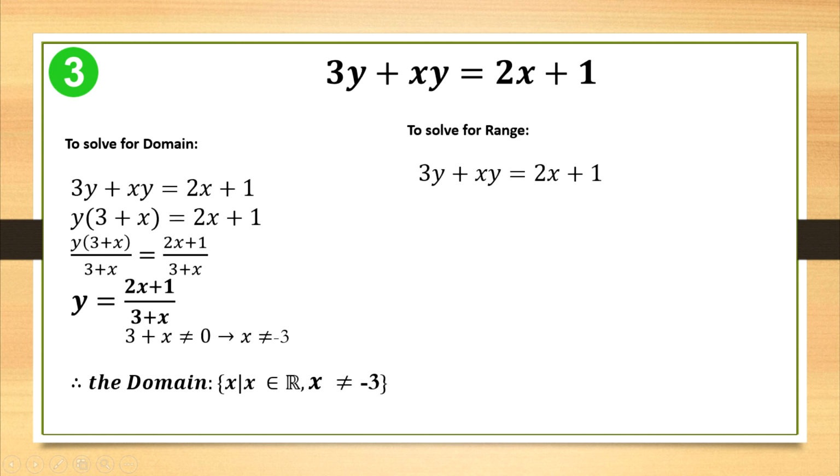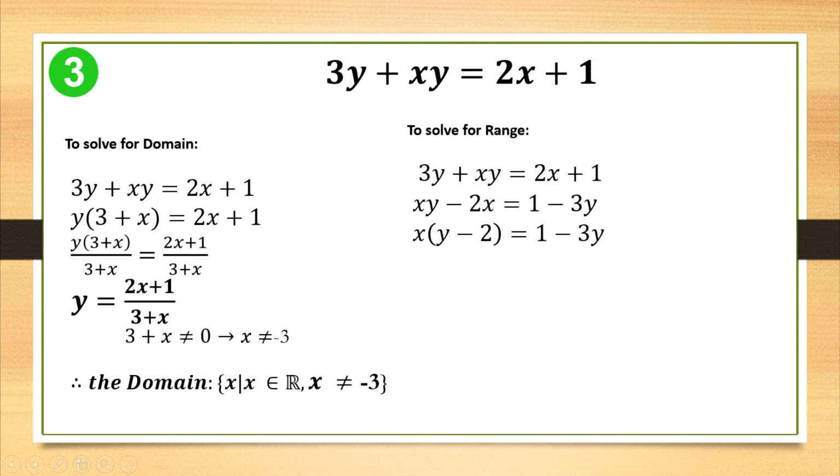To find the range, solve for x. 3y minus xy equals 2x plus 1. We have to group them, those who have the variable of x. So xy minus 2x equals 1 minus 3y. However, we can still see x in both terms, so we must factor them or group them.